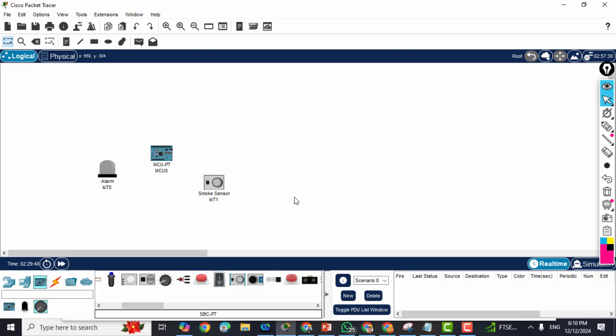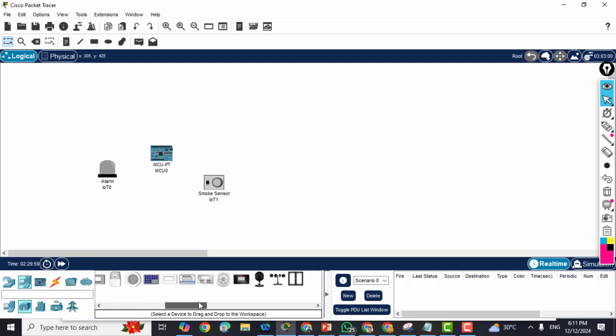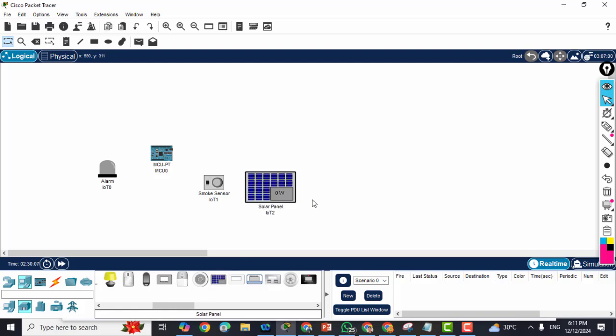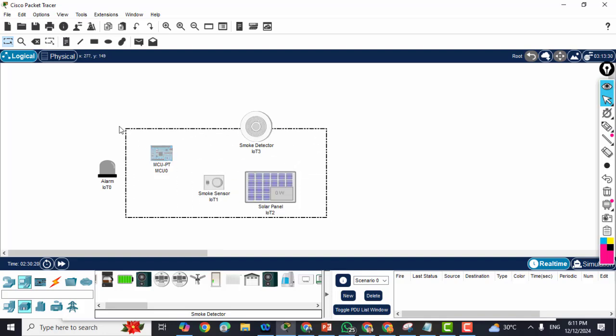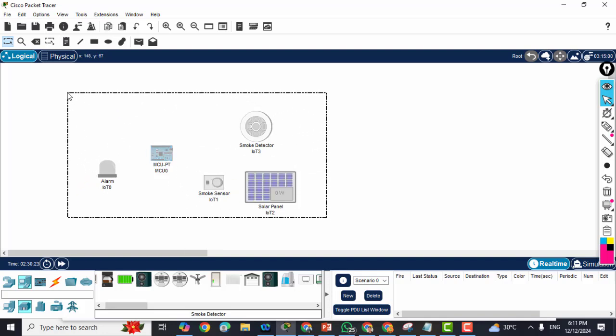where I have many IoT applications. Especially we have speakers, solar panel, smoke detection, motion detection. Many applications. This one I will do in the next video. Maybe today I will do it.